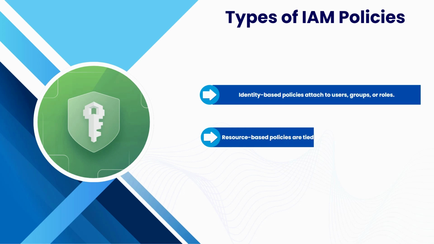Then we have resource-based policies, which are tied to AWS resources, like S3 buckets. These policies live with the resource, enabling scenarios like allowing another AWS account to access your bucket without altering user permissions, which is great for collaboration. Those are the two types of IAM policies.